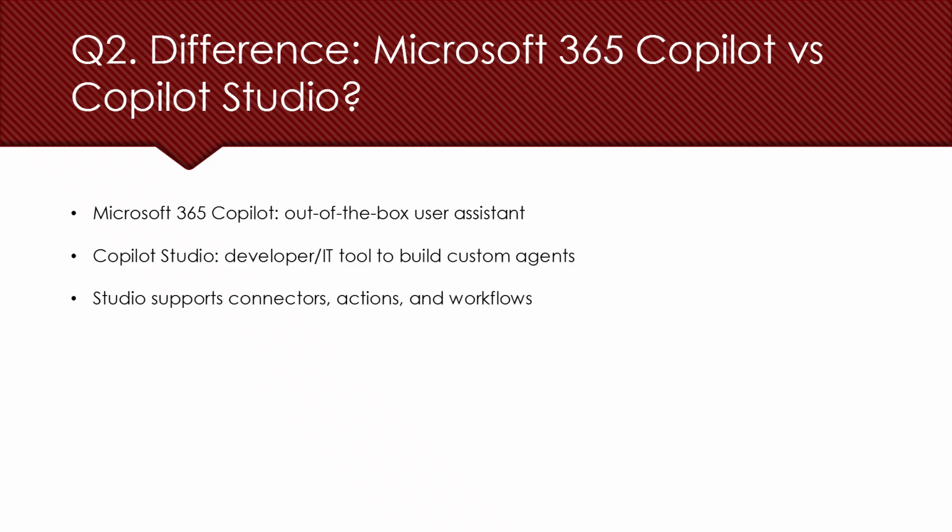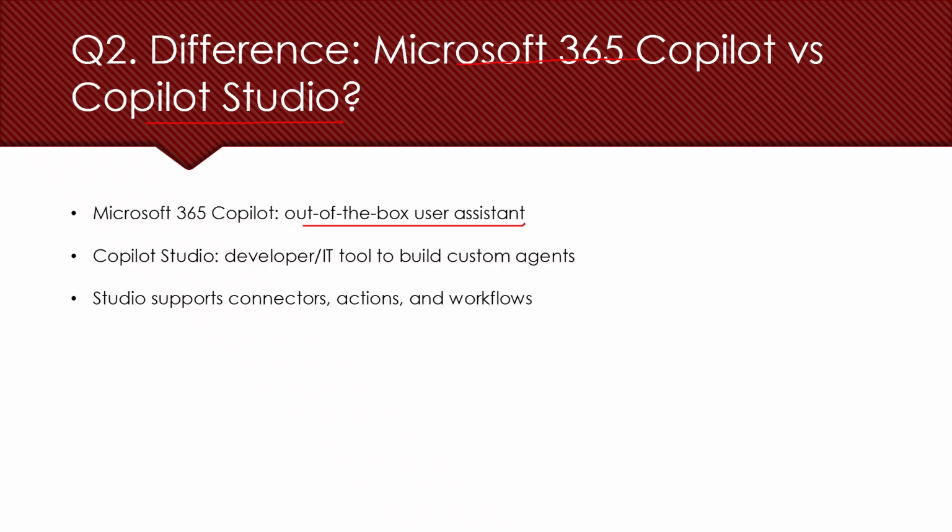Question number two. What is the difference between Microsoft 365 Copilot and Copilot Studio? It helps to think of two layers. First, Microsoft 365 Copilot is a ready-made, out-of-the-box user assistant that helps end users work with the Office apps. It summarizes, drafts, and analyzes using built-in capabilities which are available in Microsoft 365.